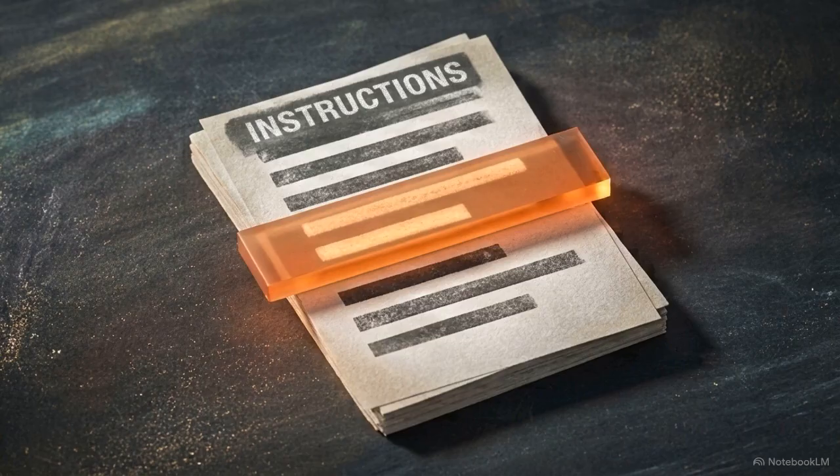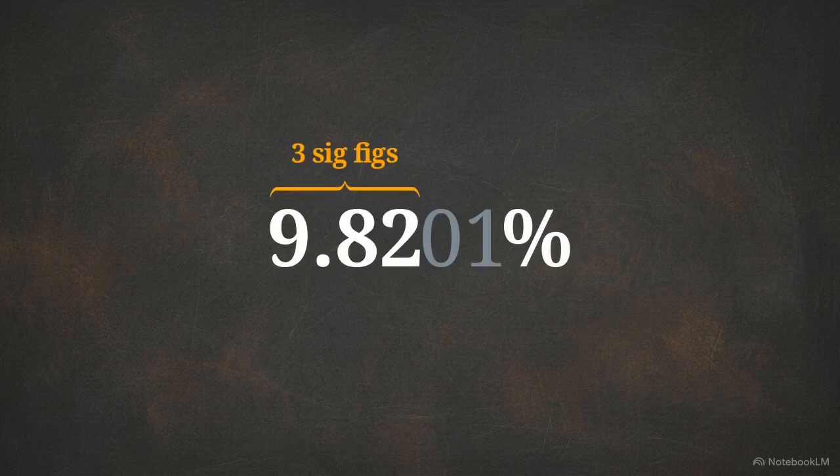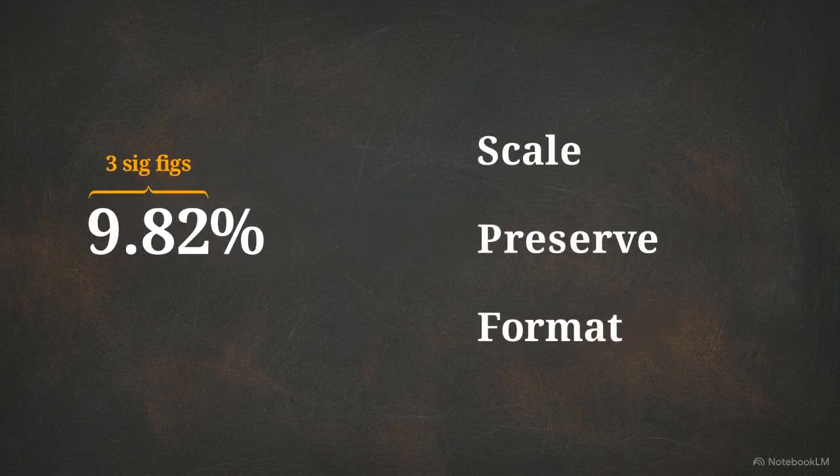The front cover of a Cambridge IGCSE paper provides a clear instruction. Give non-exact numerical answers correct to 3 significant figures. Identify the first 3 non-zero digits, 9, 8, and 2. Truncate the rest to leave 9.82%.